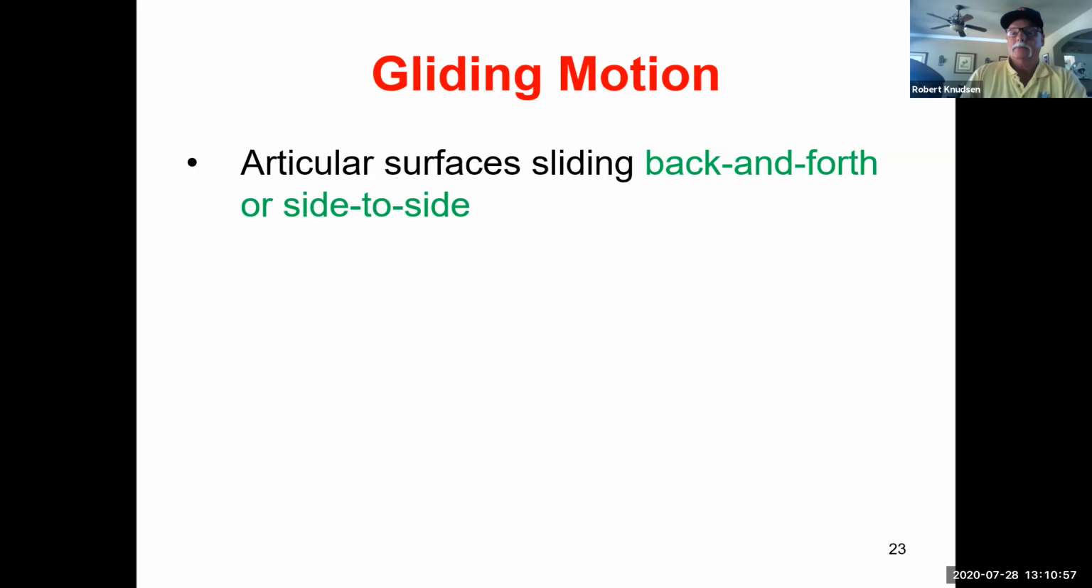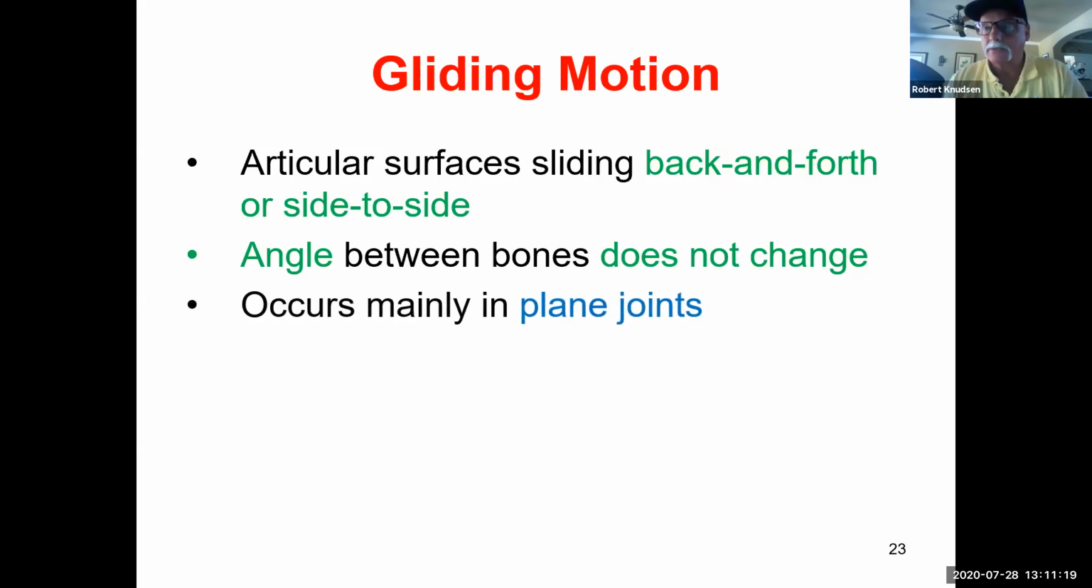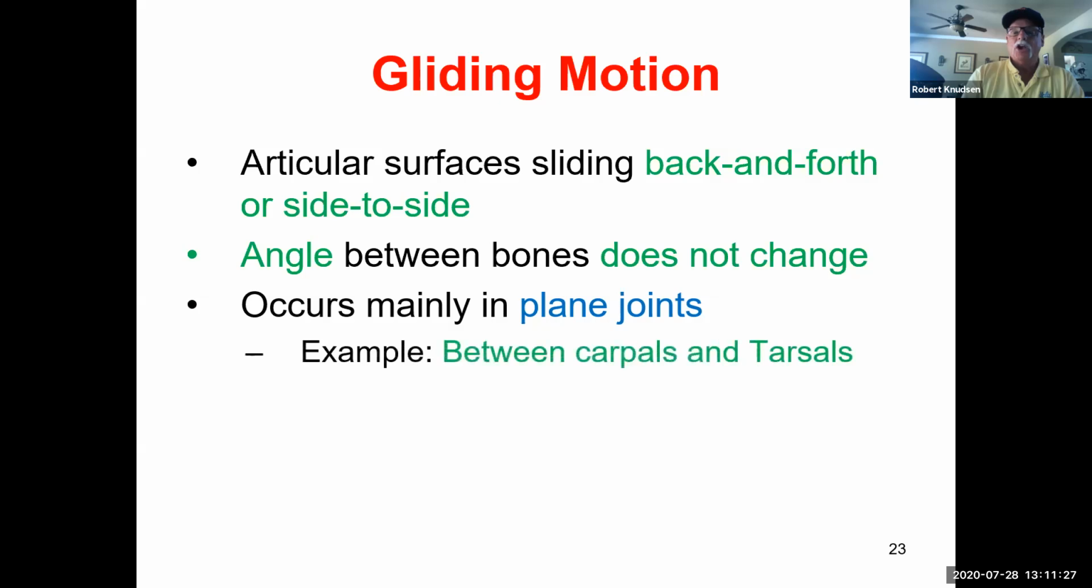Now, remember there's 4 groups of motion. Gliding was the first one: back and forth, side to side. Angle between the bones does not change. So when we do this, that angle changes. When we do this, that angle changes. We're not changing the angle. We're just talking about moving on the surface. Mainly the plane joints. Gliding motion, plane joints, uniaxial. Carpals and tarsals. Carpals are your wrist, tarsals are your ankle.